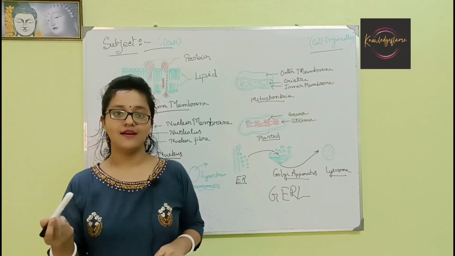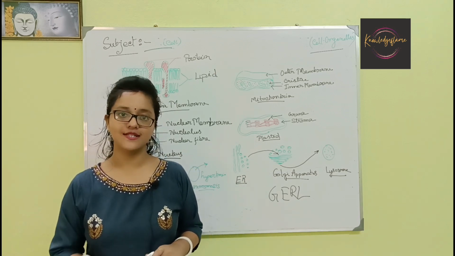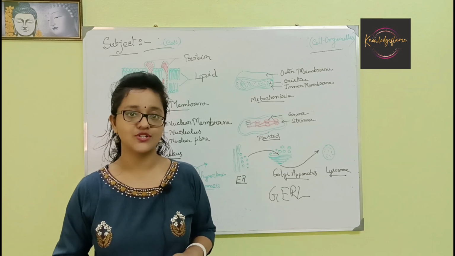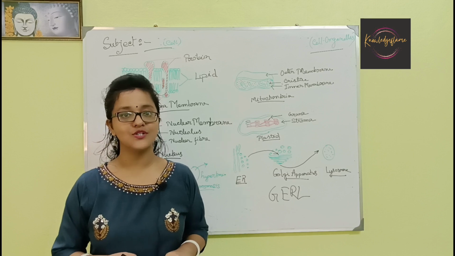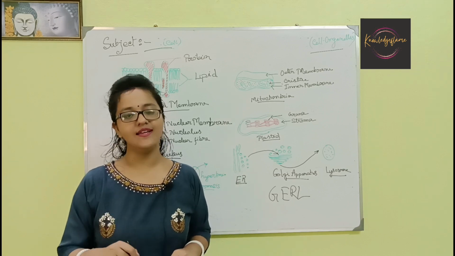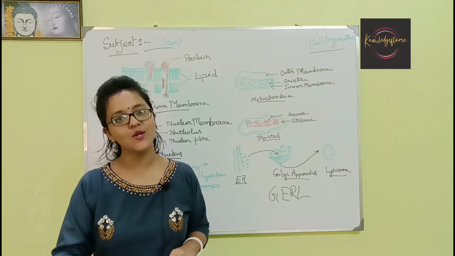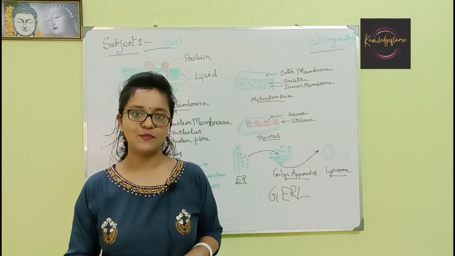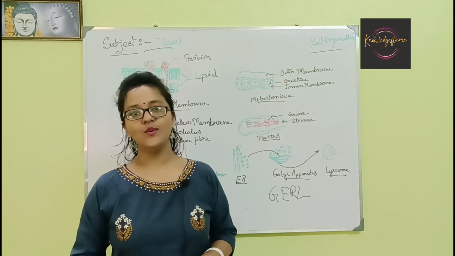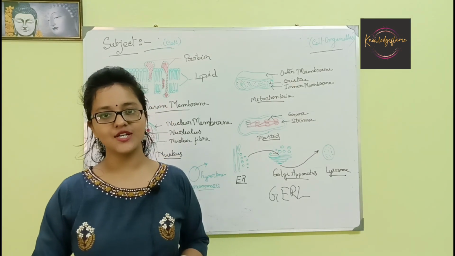Due to different types of reactions, carbon dioxide is produced. So, it is in higher concentration inside the cell and in low concentration outside the cell. That's why carbon dioxide moves from high concentration to low concentration and moves out through the cell membrane. Now, I would like to draw your attention to osmosis.